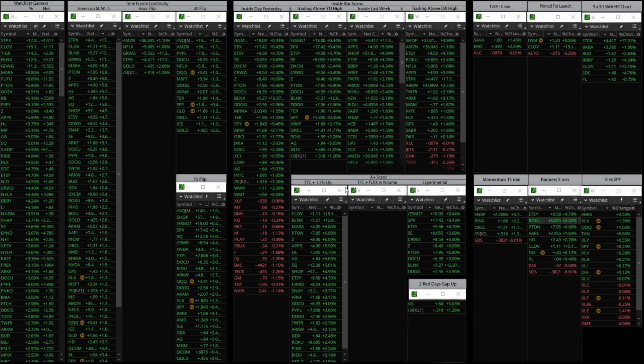Okay, coming down here to the A plus scans. The A plus scans are scans that started out as experimental scans and just have kind of evolved. They just add a few additional filters to kind of bring the cream of the crop, so to speak, to our attention. The first column here is TFC plus 1.5 up, and that's basically just a time frame continuity scan. It's green on the month, week, day, and hour, and it is up 1.5% on the day. Okay, that's going to show up here.